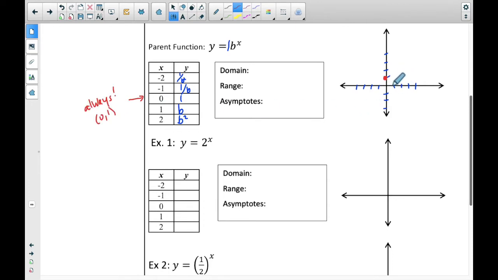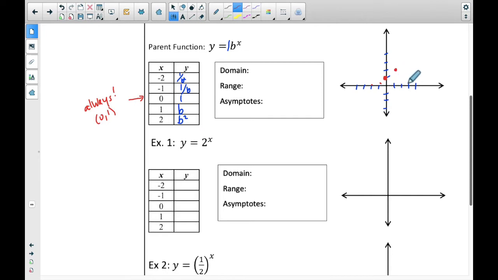So there I have my point at 0, 1. Then on the left-hand side, I'm going to go to 1 over b, and then 1 over b squared. Well, I don't know what that is exactly, but it's a fraction, right? And then it gets an even smaller fraction after that. And on the right-hand side, at 1, I'm going to be at b.